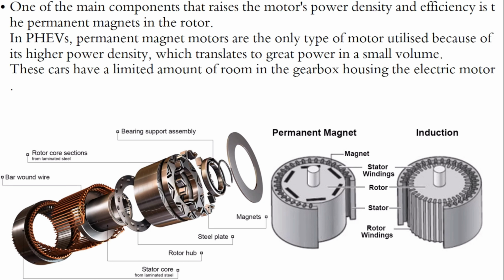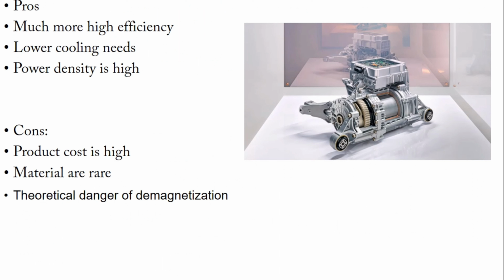The induction motor has rotor windings. The permanent magnet motor also has it, and most of the components are the same, just the structure is a little bit different. As you can see, both of them have stator windings and a rotor, and they have a stationary stator. The pros are much higher efficiency, lower cooling needs, and high power density. For the cons, its product cost is high, the materials are rare, and it has a theoretical danger of demagnetization.